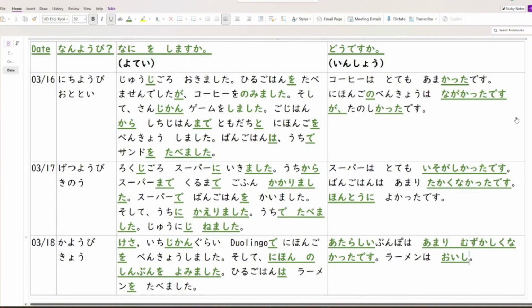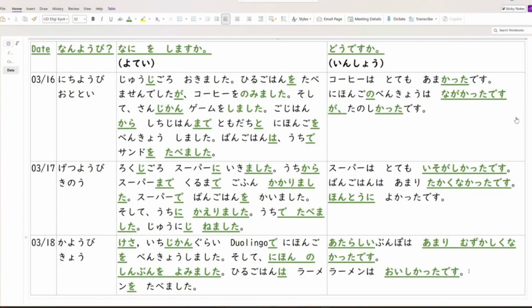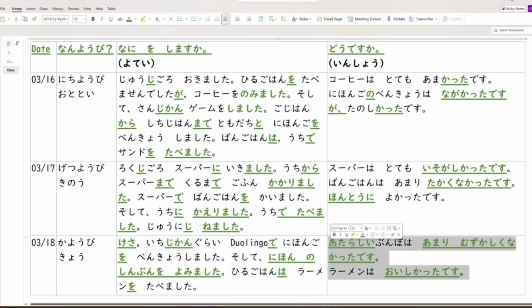Oishikatta. Hopefully the auto insert didn't spoil it too much. Oishikatta desu. I didn't even notice. Don't worry. Perfect. Ramen wa oishikatta desu. はい。ラーメンは美味しかったです。すごいよくできました。All right. That's all I had here.